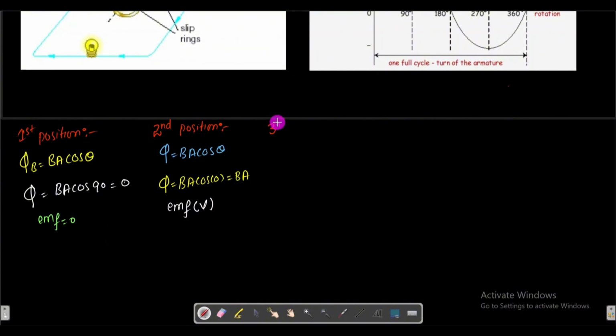The magnetic flux in the third position is given by the same formula, which is phi is equal to BA cos of theta. And in this case, the angle was 90, so phi becomes BA cos of 90. Cos 90 is equal to 0. So if the flux is 0, then the EMF in this case will also become 0.